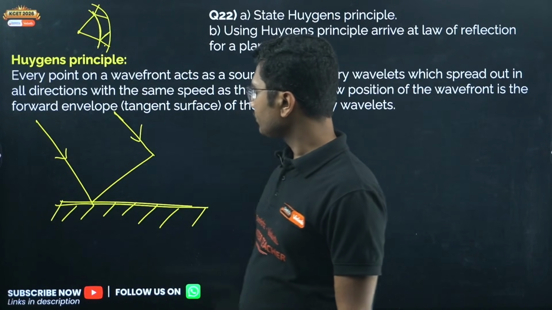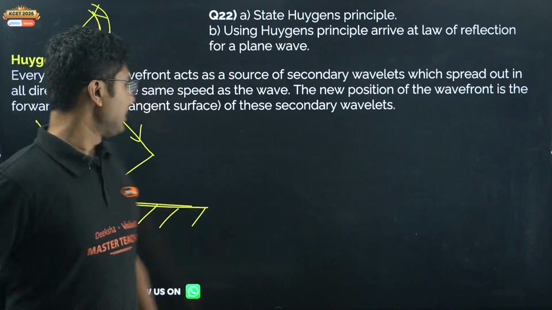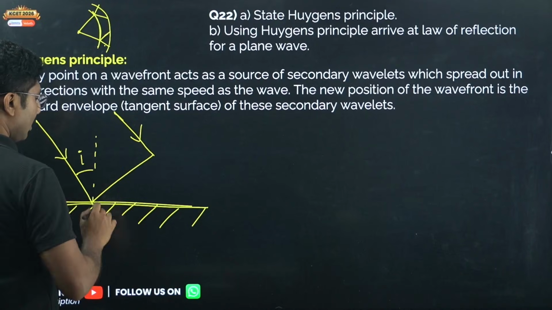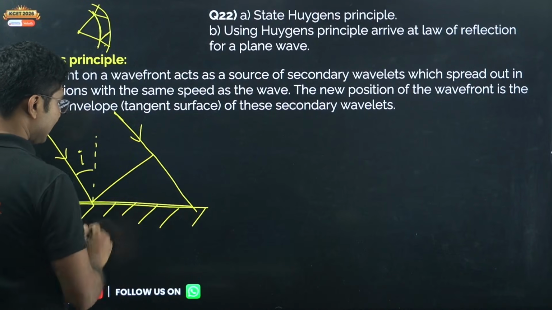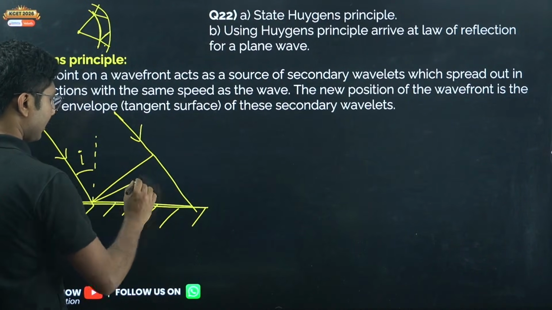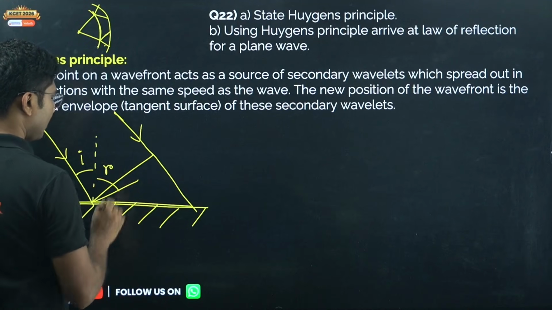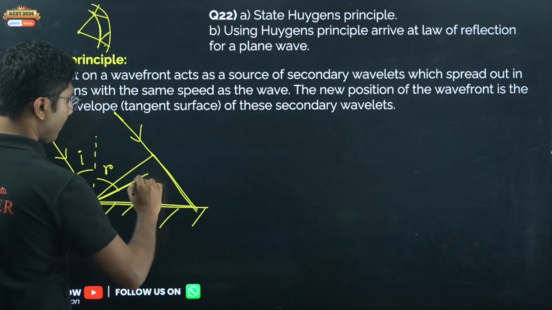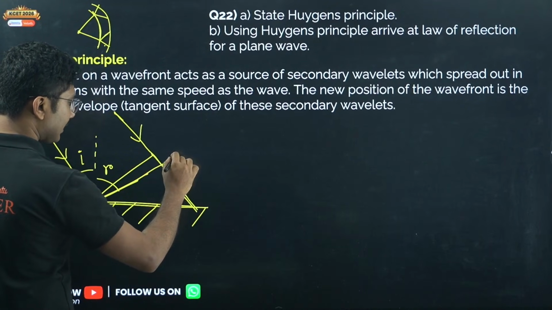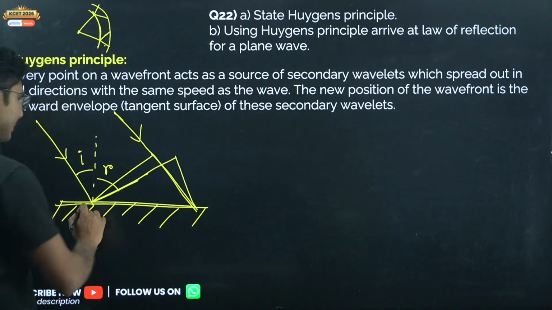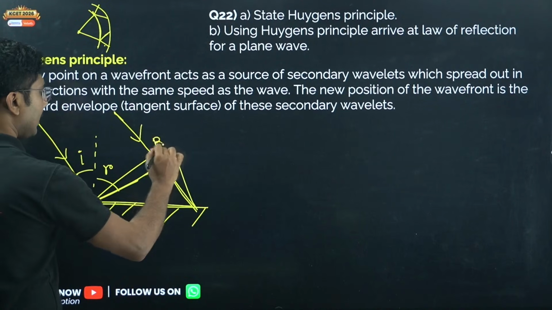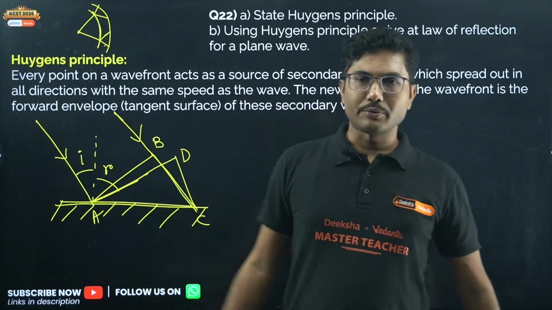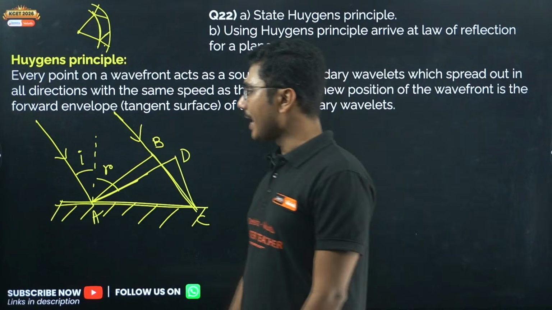Now you can consider this as the angle of incidence. When this is i, by the time this ray reaches the mirror, the other ray already gets reflected and reaches somewhere here. So this is the angle of reflection, and this length should be equal to this length, and this will give you a reflected wavefront. So this is called the incident wavefront AB, and this is called the reflected wavefront CD. Now what you have to do is show that i equals r.